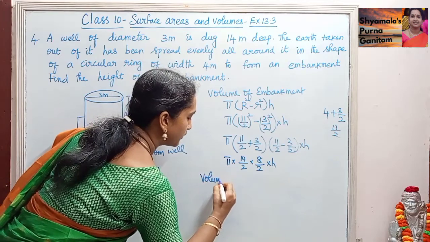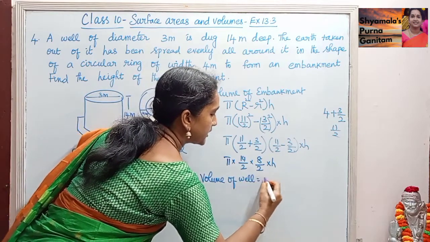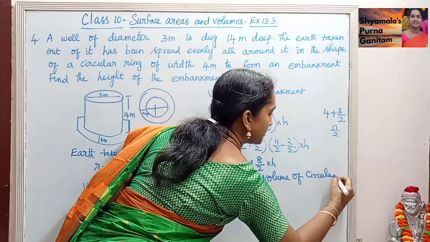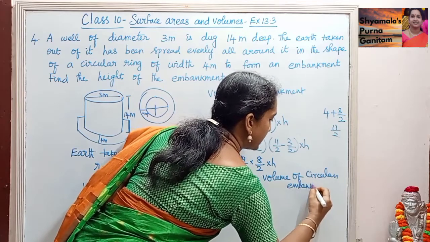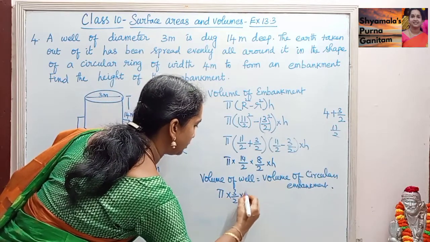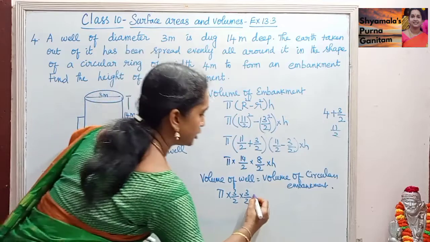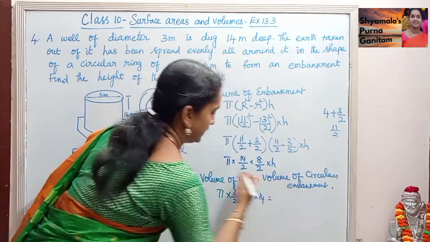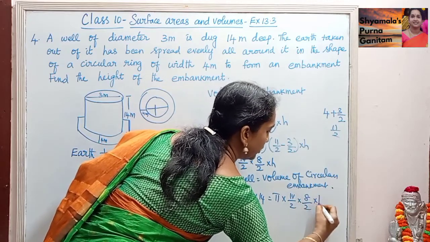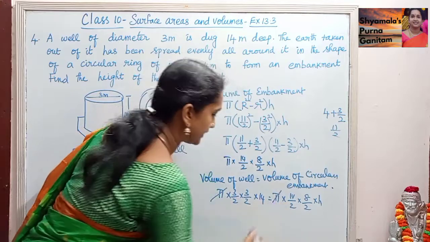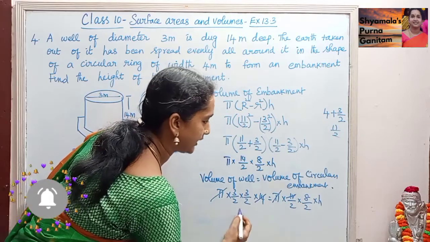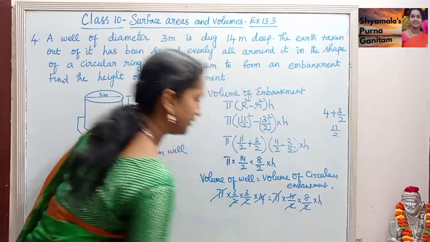So the volume of the well is equal to the volume of the circular embankment. So this is pi into 3 by 2 into 3 by 2 into 14 is equal to the embankment, pi into 14 by 2 into 8 by 2 into h. Now this pi will get cancelled, then the 14 on both sides will get cancelled, then the 2 in the denominator will get cancelled.